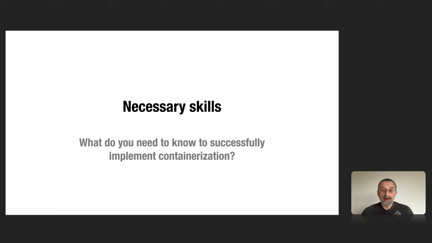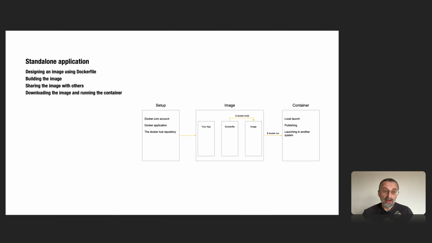Okay, so finally, what are the recommended necessary skills? What do you need to know to successfully implement containerization? Firstly, you should know how to build your standalone app. So how to design an image using Dockerfile. We're going to look at this. How to build the image. How to share the image with others. Yes, publish it. And how to download the image and run the container. So you take the image created by someone else and run this container locally. So this is the first set of skills.